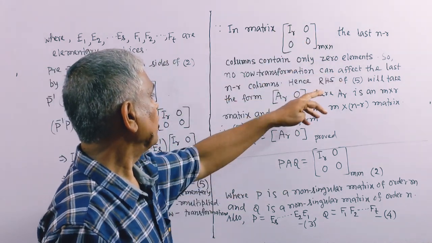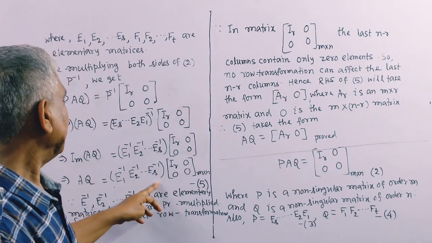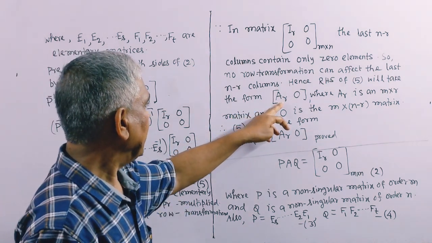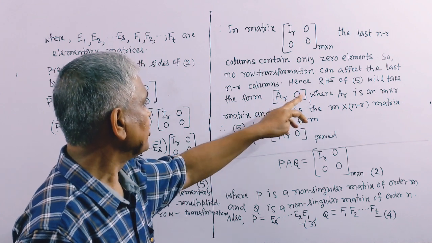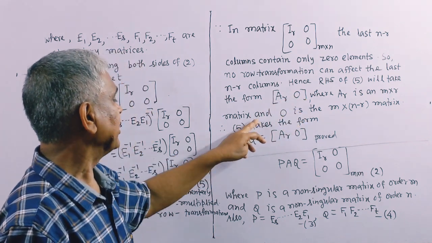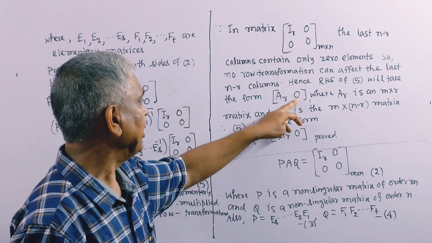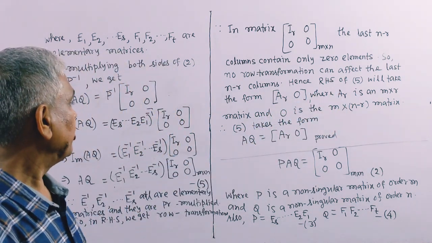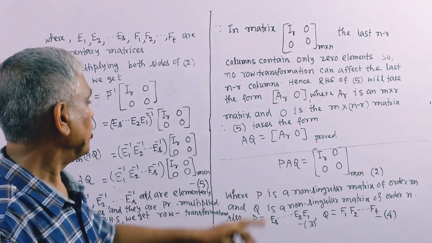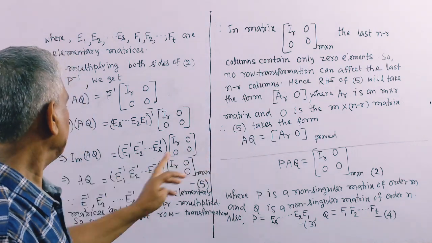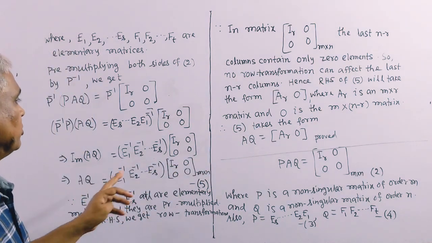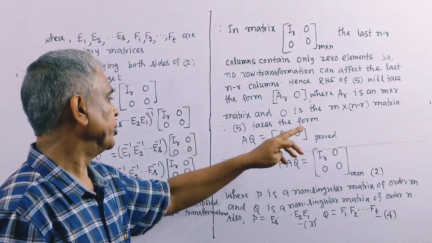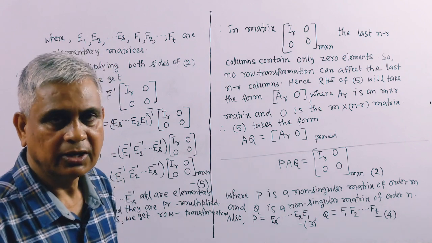Hence the right hand side of 5 will take the form of a matrix [AR 0], where AR is an m by r matrix and 0 is the m by n minus r matrix. Therefore 5 takes the form AQ equal to the matrix [AR 0]. Proved.